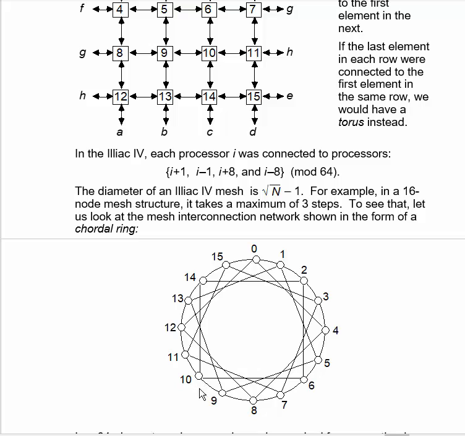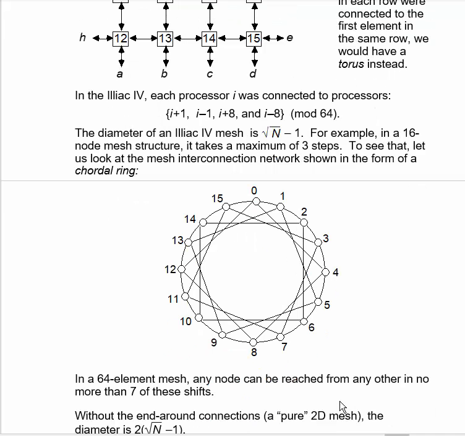and 9 to 10. And if I wanted to look at the distance between 0 and 6, for example, I'd go 0 to 4, 4 to 5, 5 to 6. For 0 to 7, I go 0 to 4, 4 to 8, and then 8 back to 7. And I think you can see that there are no two nodes that are a greater distance apart than 3.